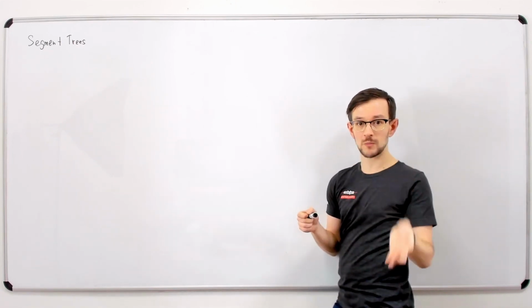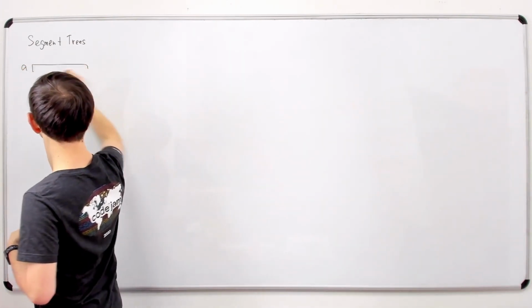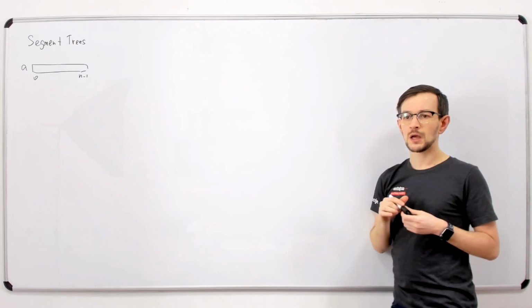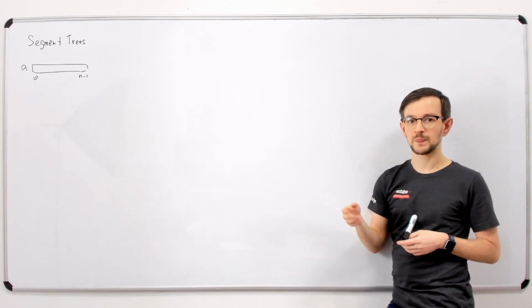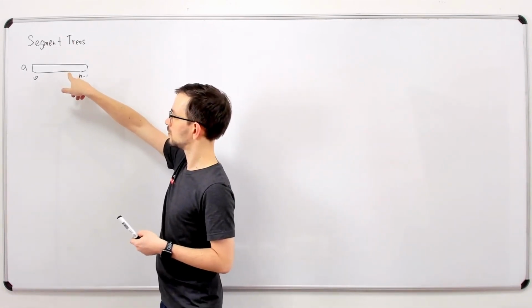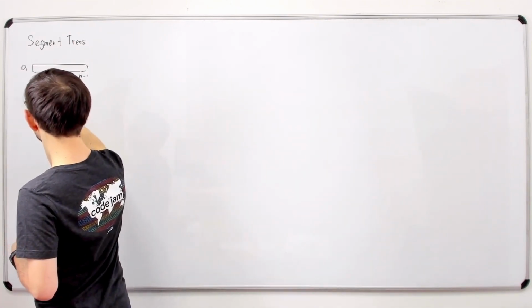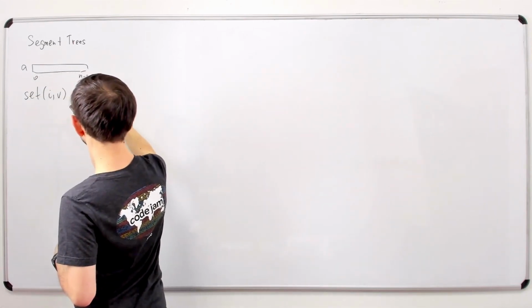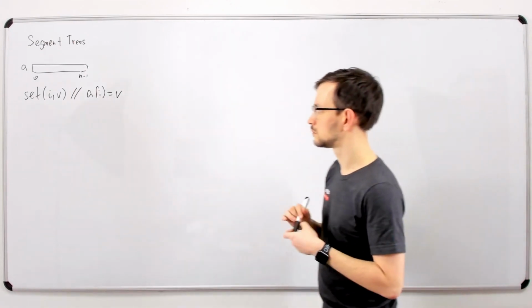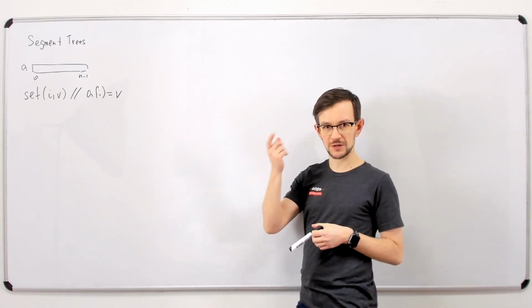You want to solve the following problem. You have some array of elements, from 0 to n minus 1. And you want to be able to perform two types of operation. The first type of operation is to change some value in this array. So you want to be able to pick some element i and change its value. Quite a simple operation. And the second operation is to calculate something on a segment.